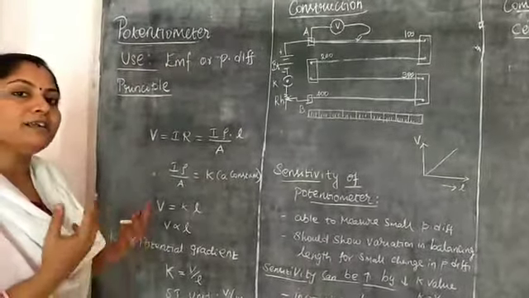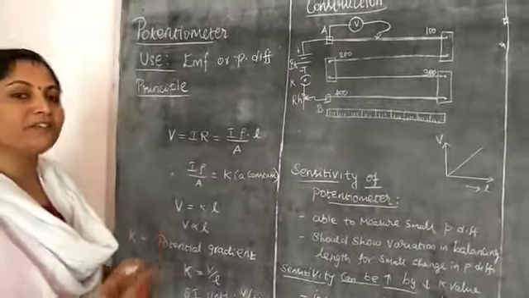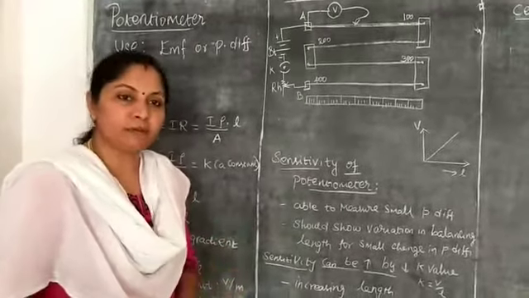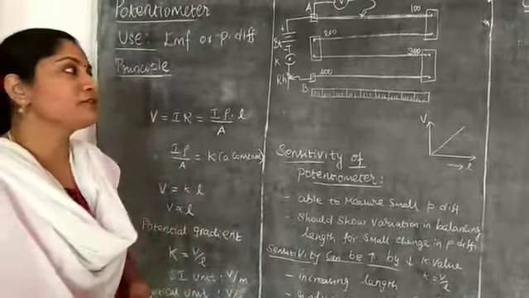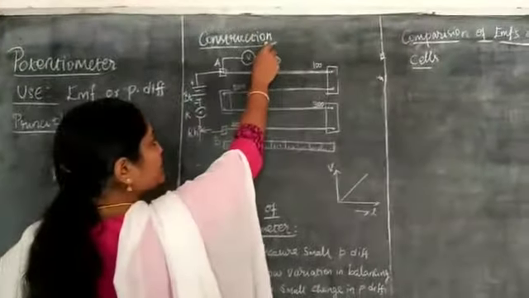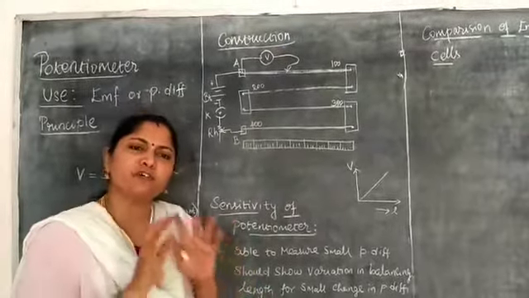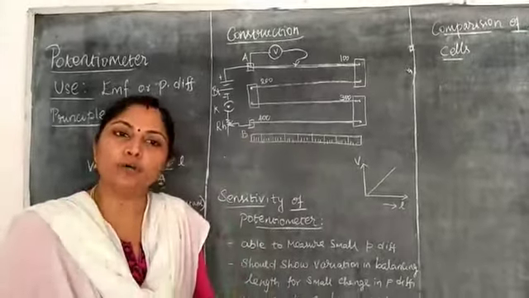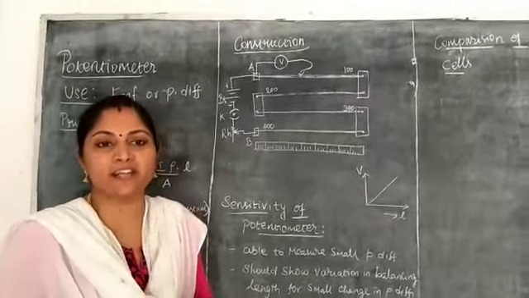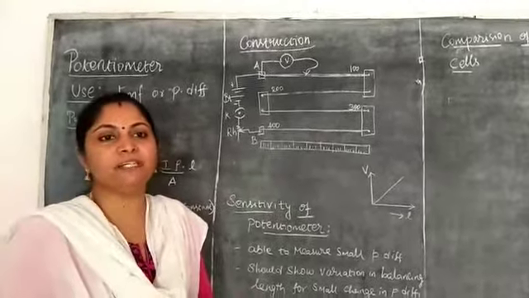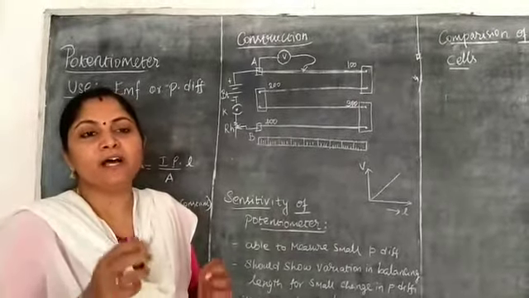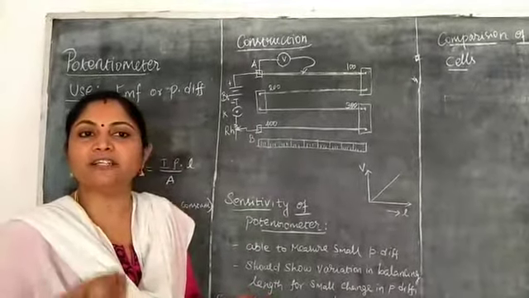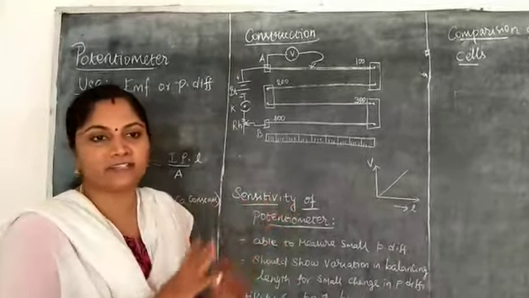Before discussing the principle of potentiometer, first you should know the construction part of the potentiometer. Then only you can understand the principle. So see here, this is the construction I am going to explain. Potentiometer is nothing but a device which contains a long wire of uniform cross-sectional area. It is a metallic wire made up of an alloy that may be constantan or manganin. I will tell you the reason for this particular material used in the potentiometer.